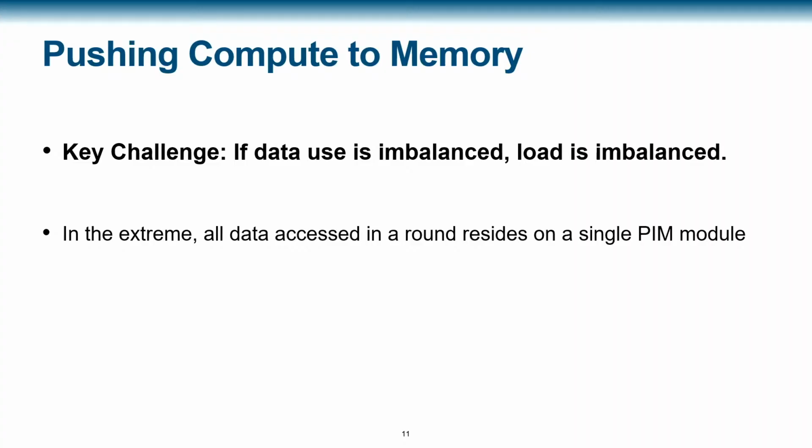Because the extreme is that all the data you want in a particular round is on a single PIM module. So you basically serialize the whole thing. That one PIM module has to spend its time absorbing all those queries and producing all those results, and all the other ones sit idle. In general, it doesn't take much skew in the workload to really mess up the utilization of the system, the parallelism you're able to actually achieve.